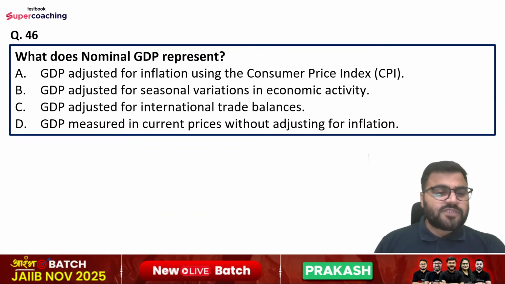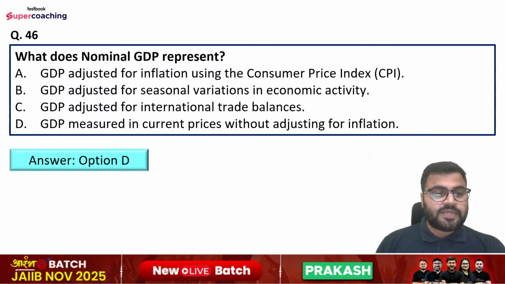Question number 46. What does nominal GDP represent? Options are GDP adjusted for inflation using the CPI, GDP adjusted for seasonal variations in the economic activity, GDP adjusted for international trade balances, and GDP measured in current prices without adjusting for inflation. So right answer is option number D here.